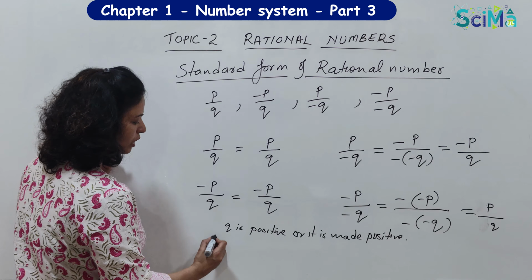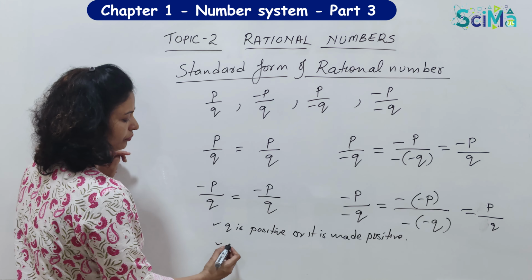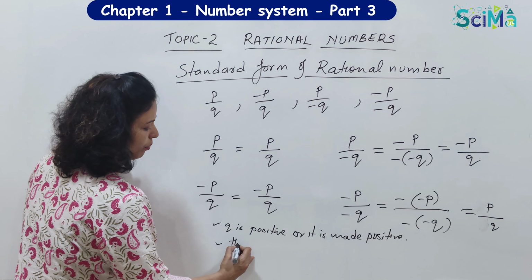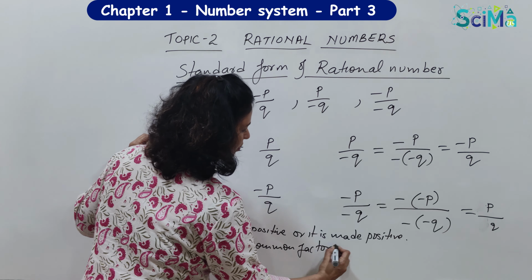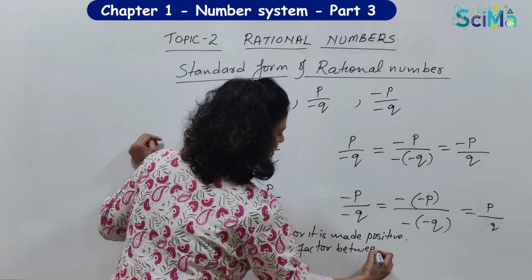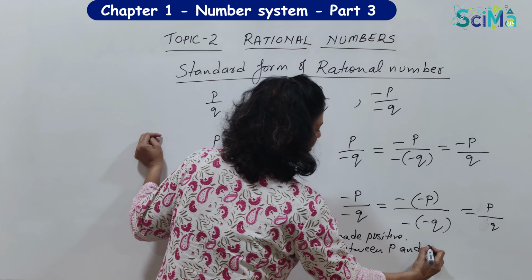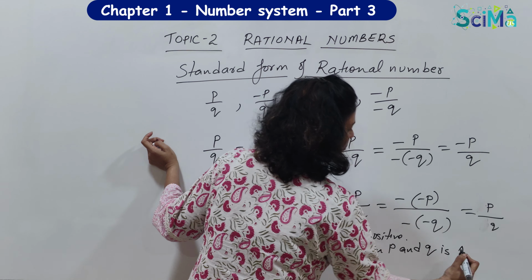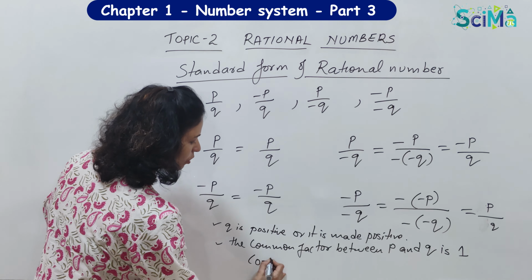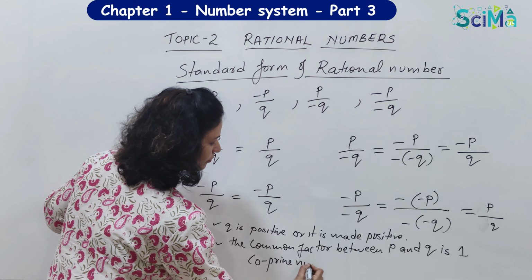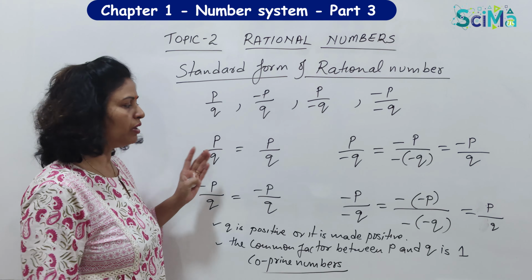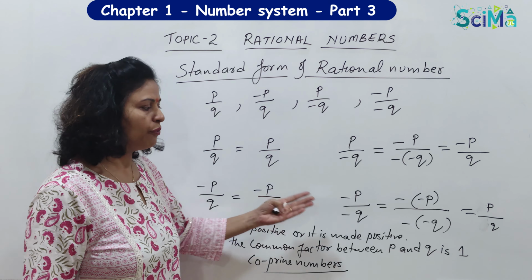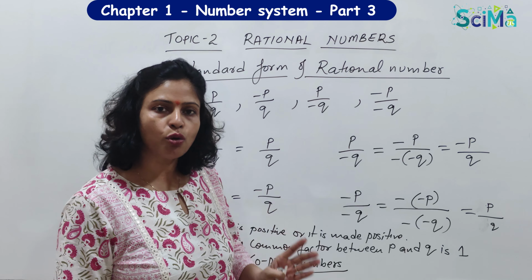And one more thing you see is that the common factor between P and Q is 1. That means they are co-prime numbers. There is nothing common between P and Q. What is common? Only 1. Such numbers are called co-prime numbers.